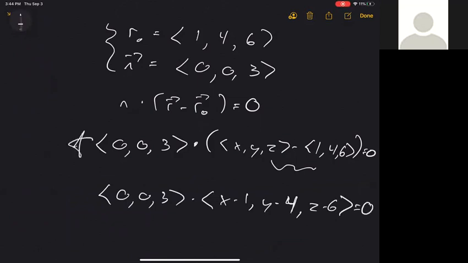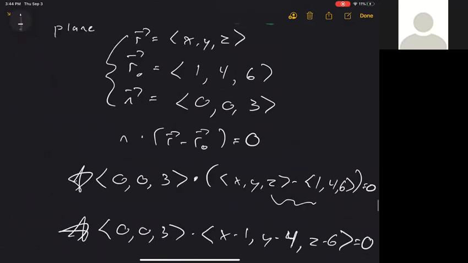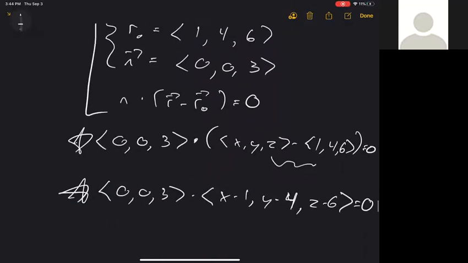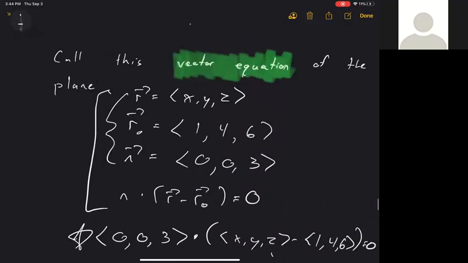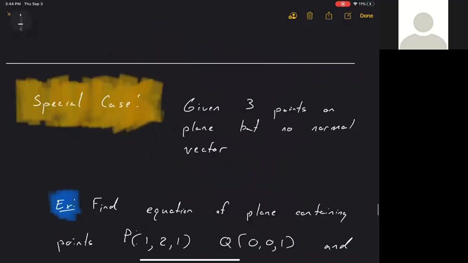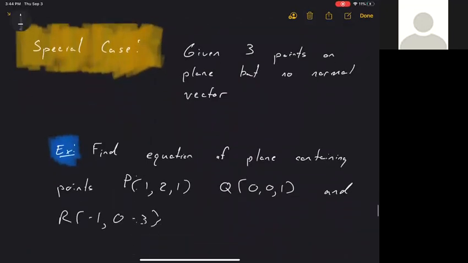So these two and this block would all be acceptable answers for finding a vector equation of the plane. Okay. Now let's look at some special cases. What if I'm not given a normal vector to the plane? How do I cope with that?